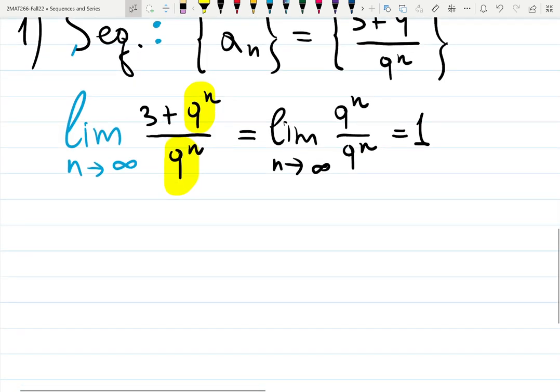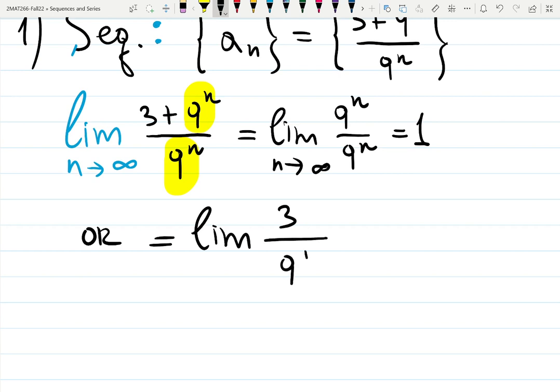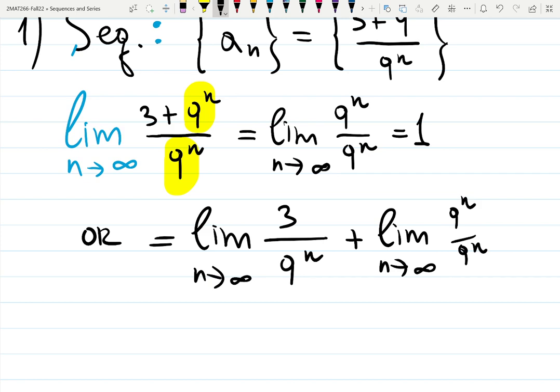You can also see it this way. Those are 2 limits. The first limit is 3 over 9 to the n. And the other limit is 9 to the n over 9 to the n. This is the other way to see it if you don't understand what I just did before. But this is how we teach limits in Calculus 1 class.